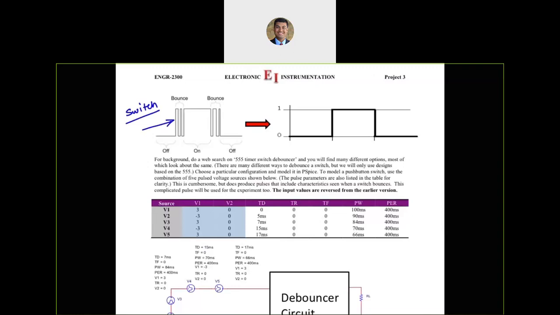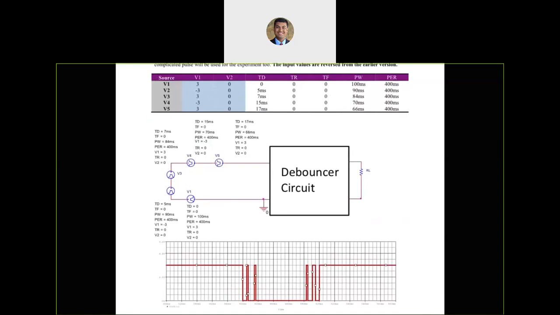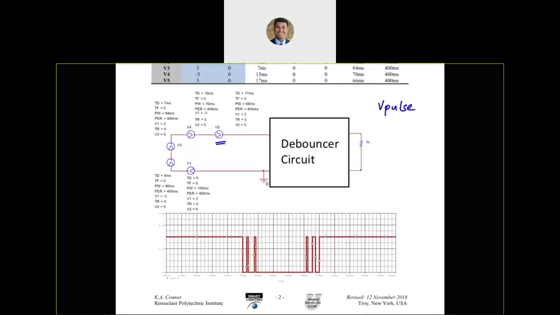The way we are doing that in Project 3 is by using several voltage sources that are connected back to back, and they have different delay times, different pulse widths, different periods, different high and low voltages. V pulse is your pulse voltage. You have to look at that as the source, and you adjust all these numbers such that when you measure over here, you will have a waveform that looks like this at the bottom. By doing all of this, we are replicating a bouncy switch.